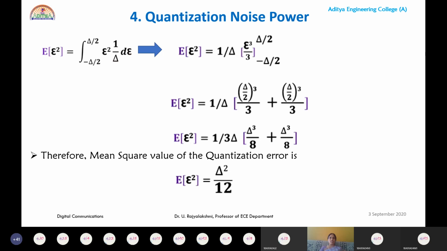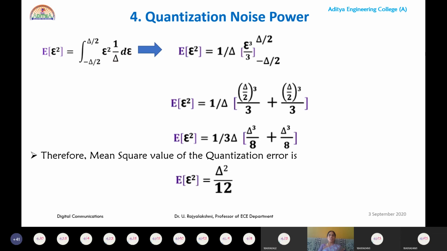So the expectation of error square is 1 by delta, because it is a factor independent of the integration, so let us take it outside. So it will be 1 by delta into e cube by 3, where the error ranges from minus delta by 2 to plus delta by 2. Please substitute the limits from minus delta by 2 to plus delta by 2, and therefore you will get delta by 2 whole cube by 3.